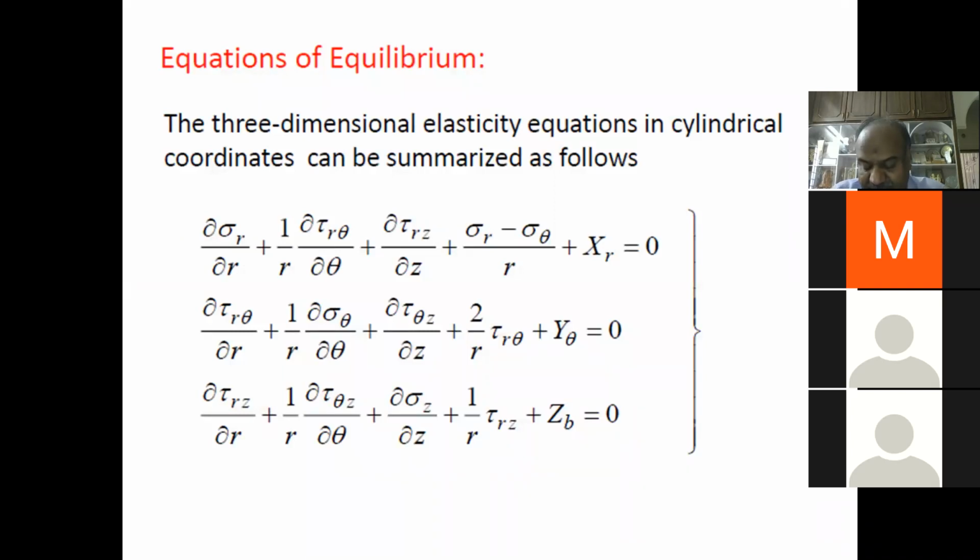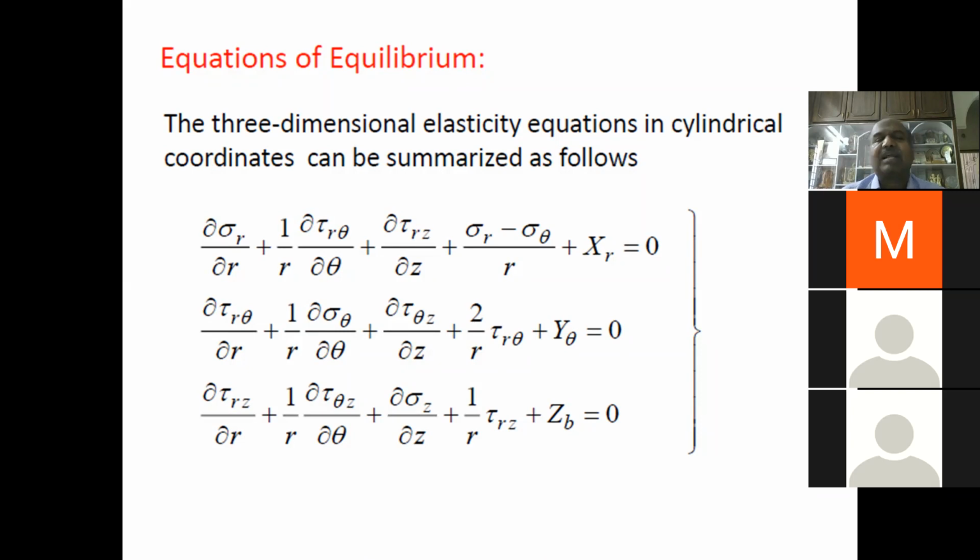Whenever we have written in the first class the equilibrium equations for Cartesian coordinates, in terms of sigma x, sigma y, sigma z, dou x, dou y, dou z, and tau x y, tau y z, tau z x. So you have 6 components of stresses: sigma x, sigma y, sigma z, tau x y, tau y z, tau z x. Accordingly, epsilon x, epsilon y, epsilon z, gamma x y, gamma y z, gamma z x.